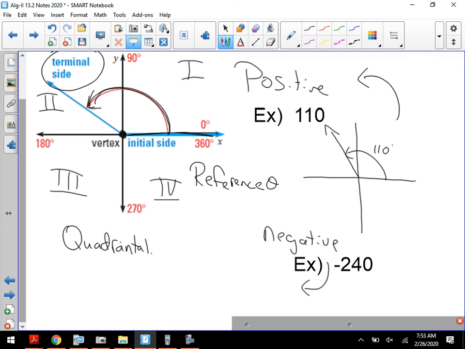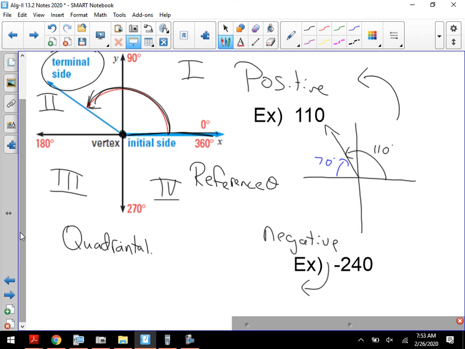If this is 110 over to here, how many more degrees does it have to get to the 180? 70. So its reference angle is 70 degrees. The reference angle is how far it is off of the axis. Okay. Does that make sense? Yes, sir. Great question.